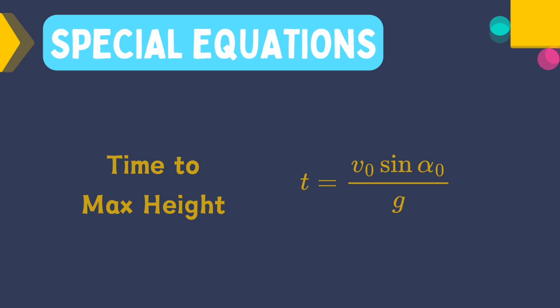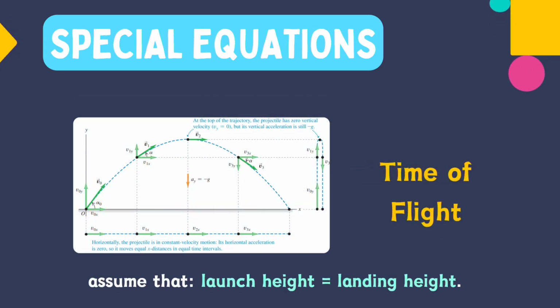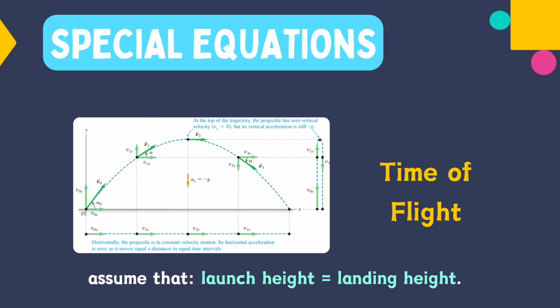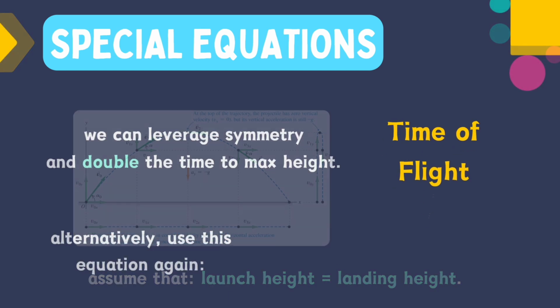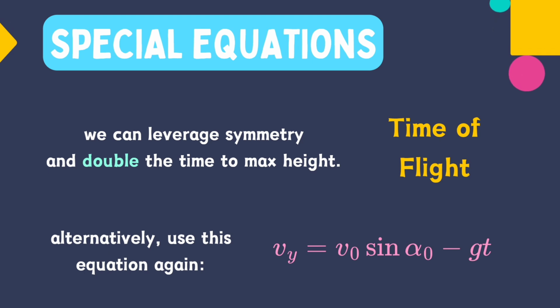Now, what if we want the time of flight? The formula we're about to discuss requires a special assumption that the launch height equals the landing height. If we assume that, we can leverage symmetry and simply double the time to max height. Alternatively, we can use this equation again, then set Vy equals negative V naught sine alpha naught.